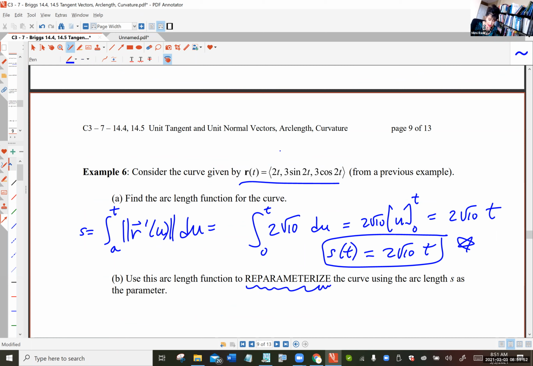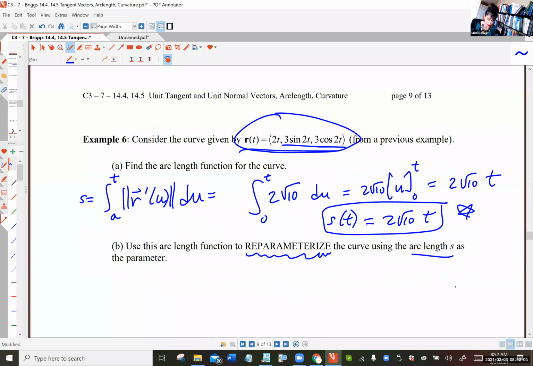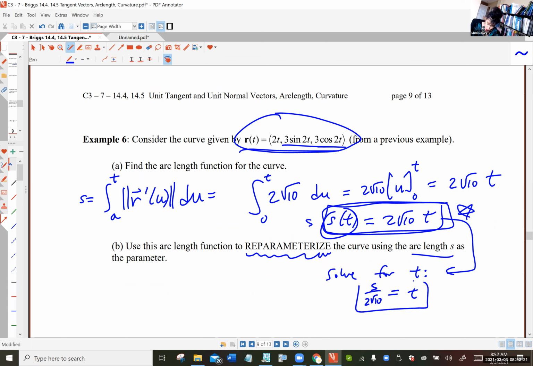re-parameterize the curve. This curve right here is parameterized using t, but what if we re-parameterize it using this arc length s for the parameter instead of t? How are we going to do that? You're going to take this answer from part A and solve for t, which is pretty easy because this side is just an s. If I divide both sides of the equation by 2 square root of 10, I have that. Then you're going to substitute this into r of t for t.